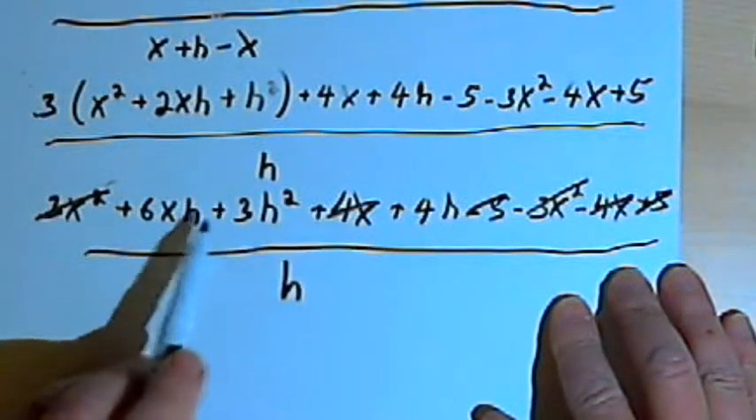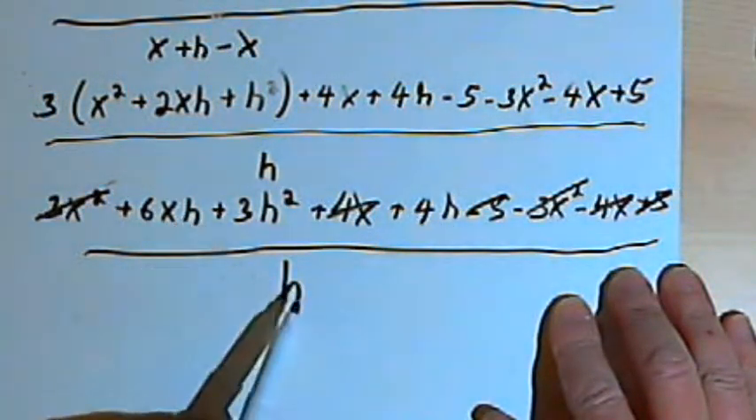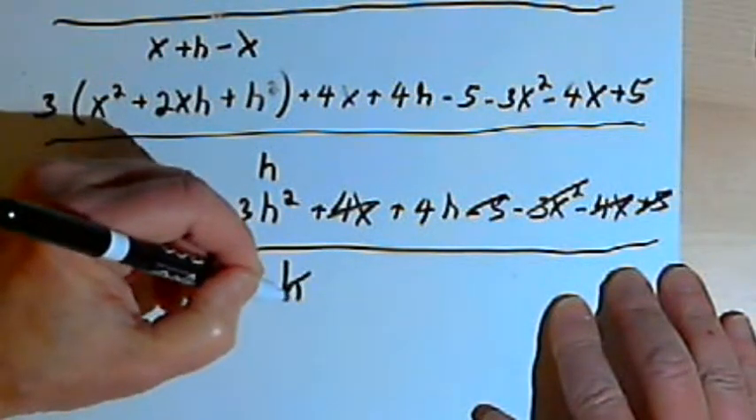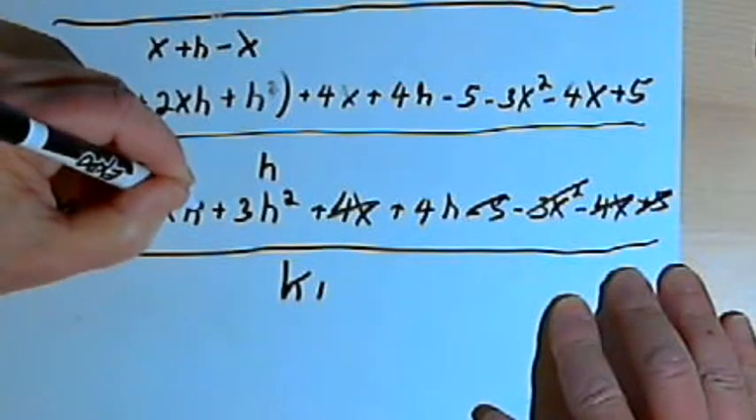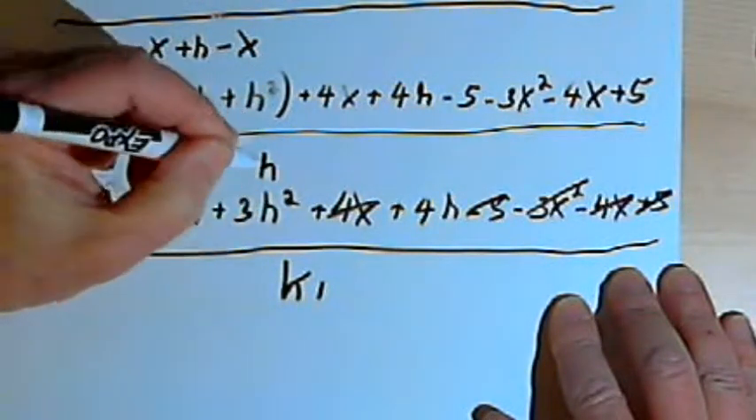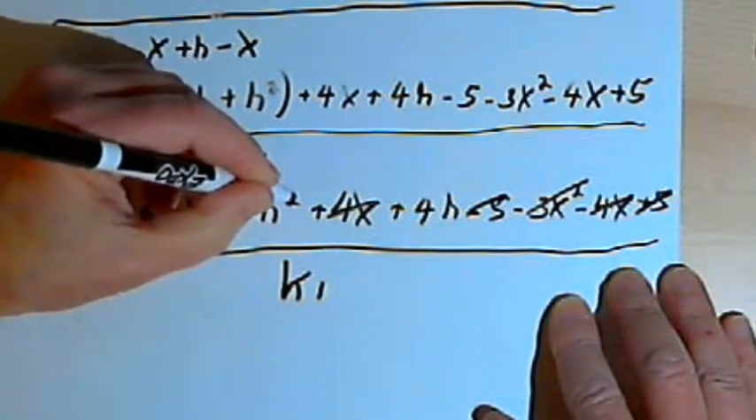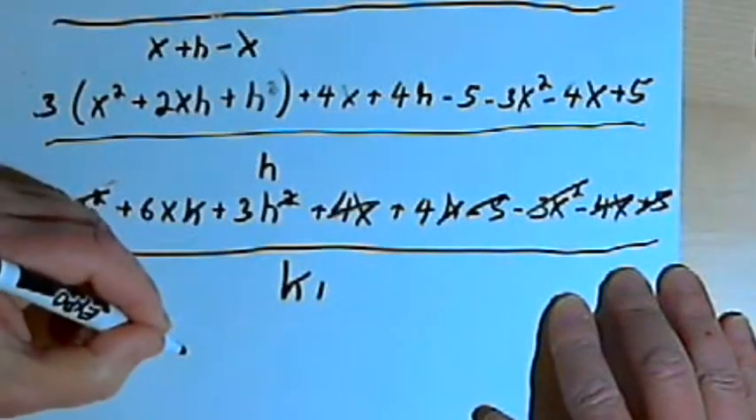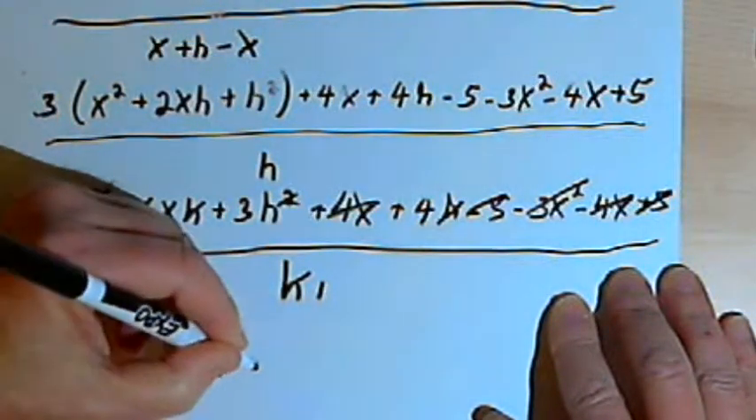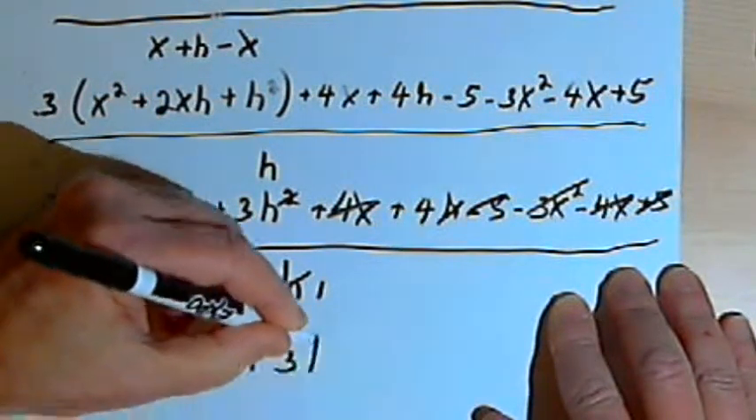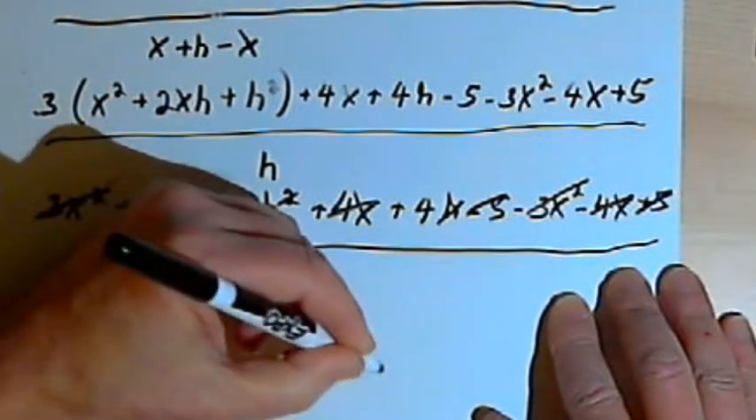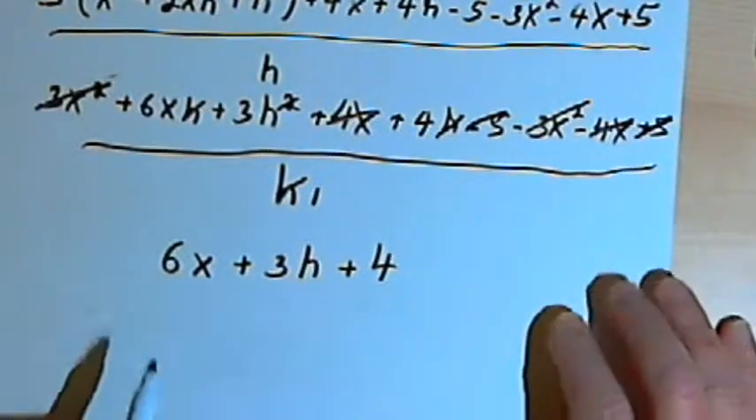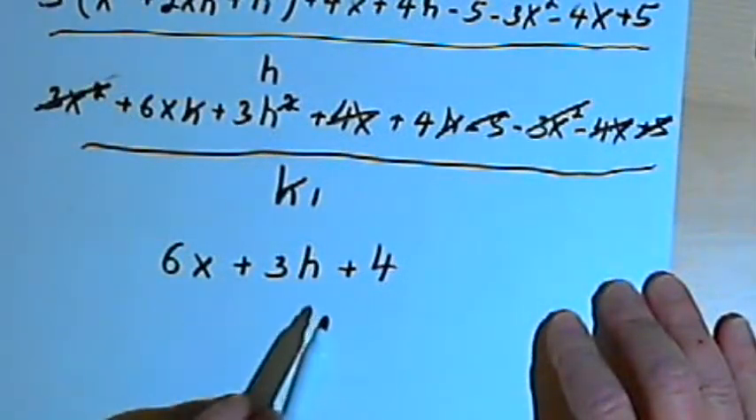Notice that everything in the numerator has an h in it, and I've got an h in the denominator. So I can cancel out the h's. So let's write that: 6x plus 3h plus 4. Okay, so this is what we get when we apply the difference quotient.